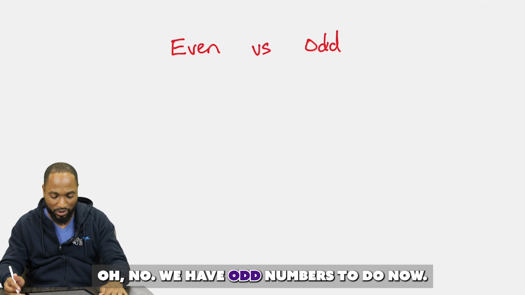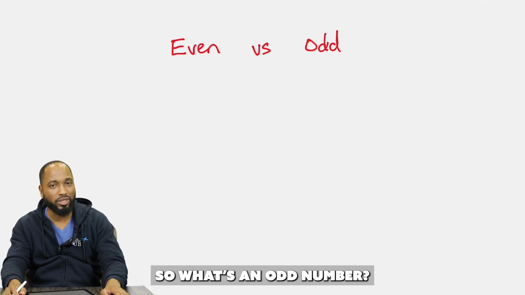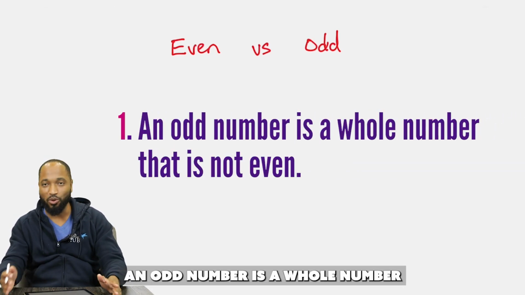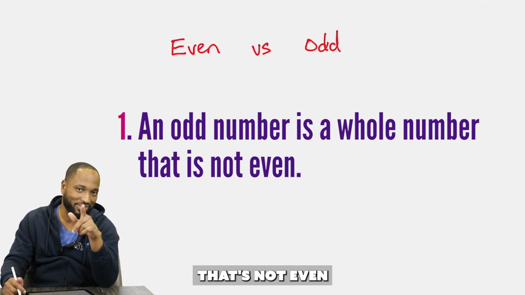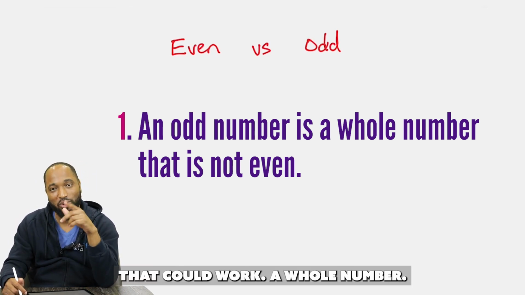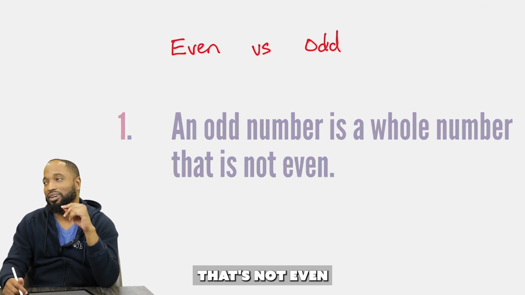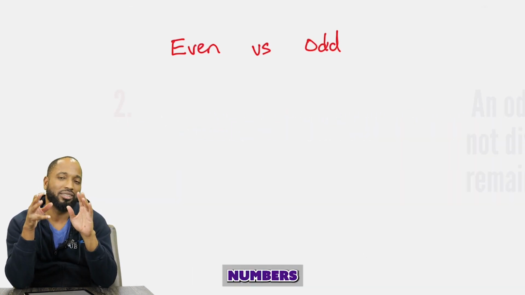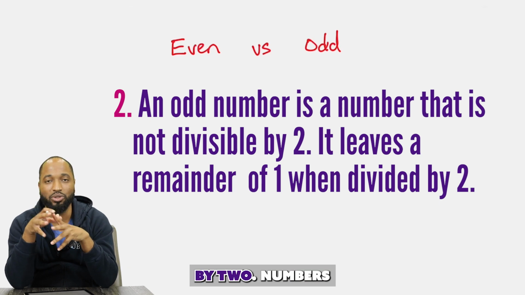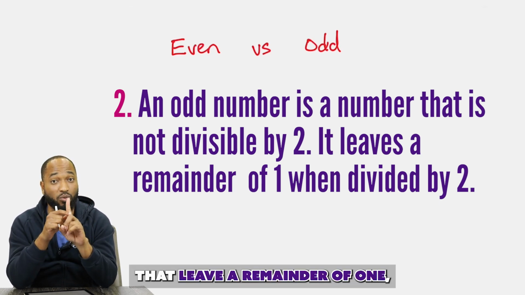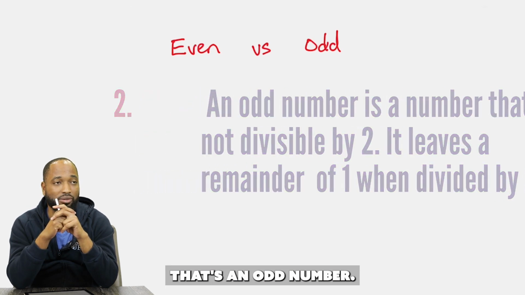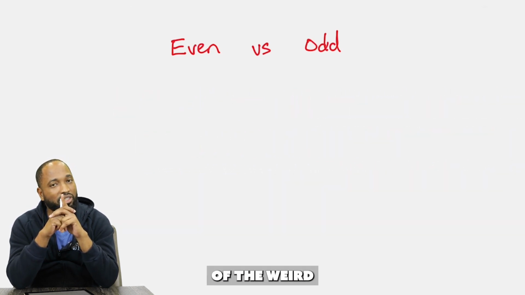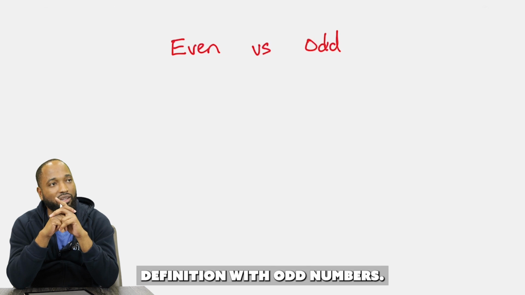Oh no, we have odd numbers to do now. So what's an odd number? An odd number is a whole number that's not even. That could work. A whole number that's not even. Well, let's get something a little better. Numbers that are not divisible by 2. Numbers that leave a remainder of 1 when divided by 2. That's an odd number.